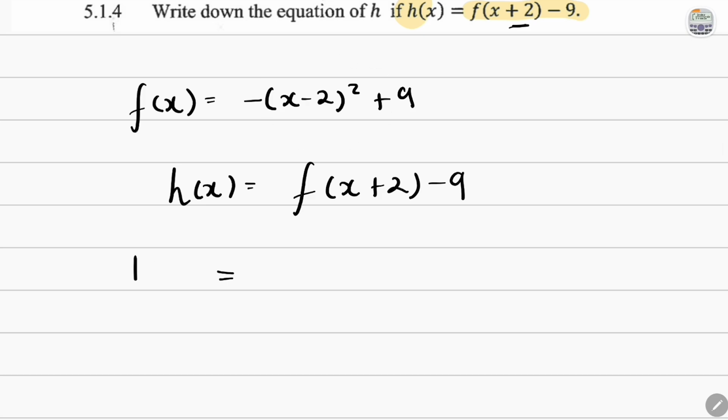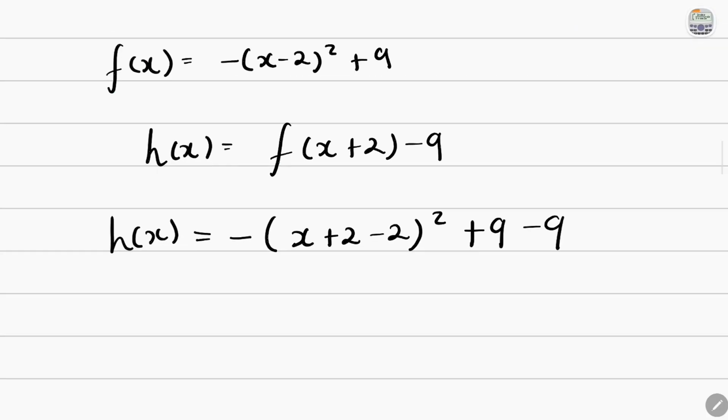So we're going to go and look at f of x and say this is negative, and there's our x. Okay, x, and we're going to add 2 to it. So plus 2, and we still have a minus 2, then all squared. Then we have a plus 9, and then we're going to say minus 9, okay?